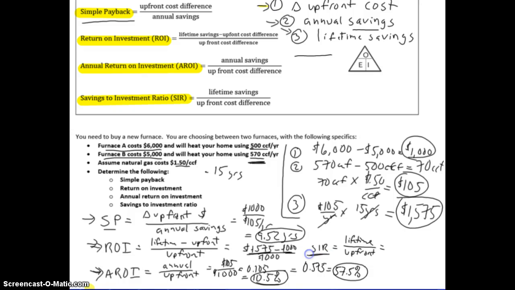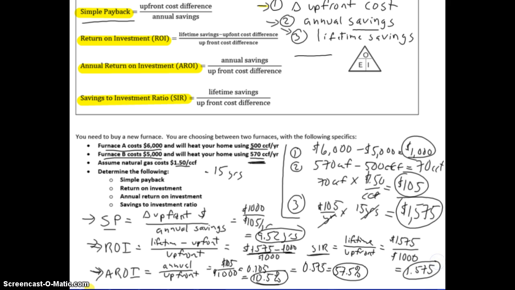You can barely see it over here, but the savings to investment ratio is just the lifetime savings divided by the upfront cost. So this is your lifetime, 1,575, and the upfront cost difference is $1,000. Altogether, that means your savings to investment ratio is 1.575. There is no unit for this. This is a ratio.